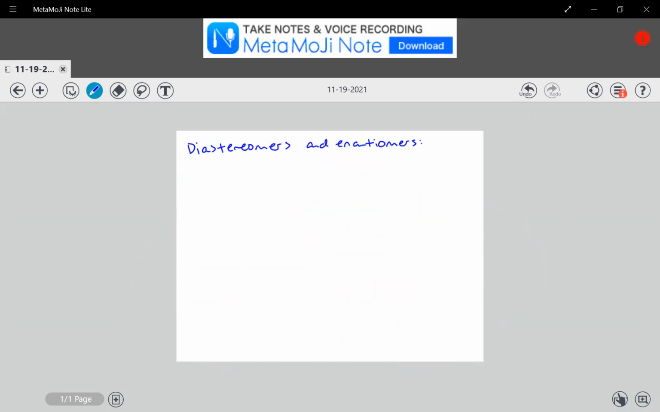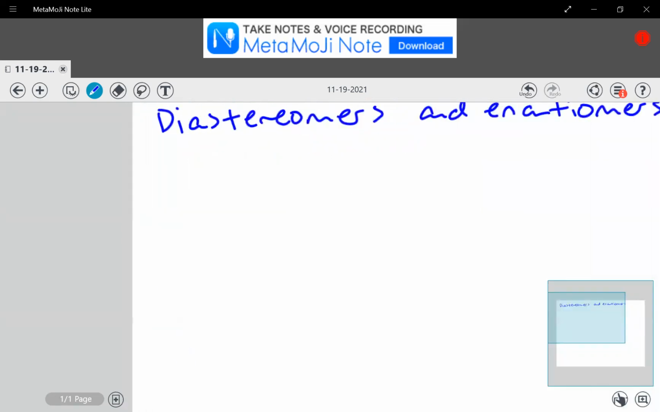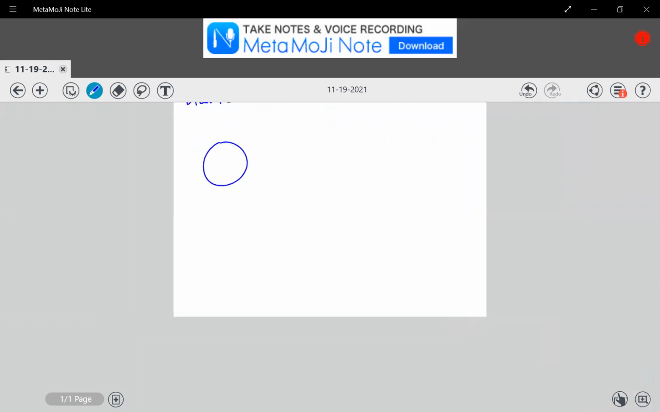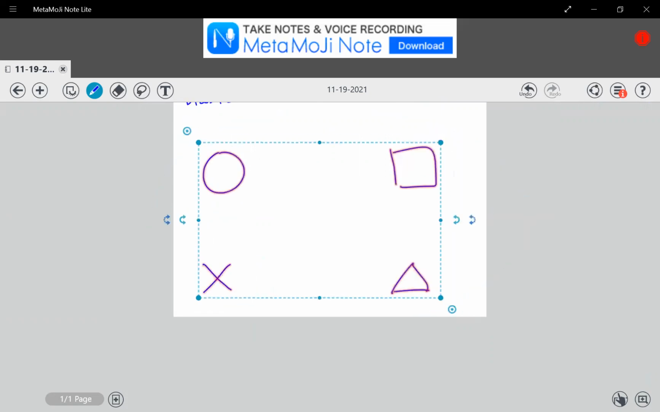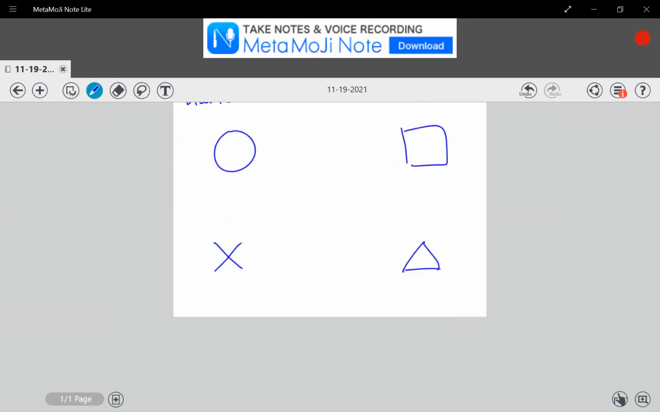All right. R and S in this case is actually really helpful to show the relationship between some molecules. So what we're going to do is make up a molecule. This molecule is circle, this one is square, this one is triangle, and this one is X. And they've all got different stereochemistry, different R and S configurations.